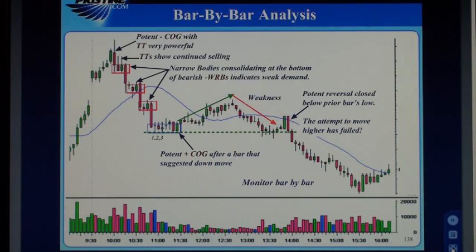As those bars began to form at the bottom of that bar, it told us that demand was building. Notice the potent bullish changing of the guard after the red bar. Right? That red bar had no follow through, even though it closed on its low. Again, this tells us that demand was building.